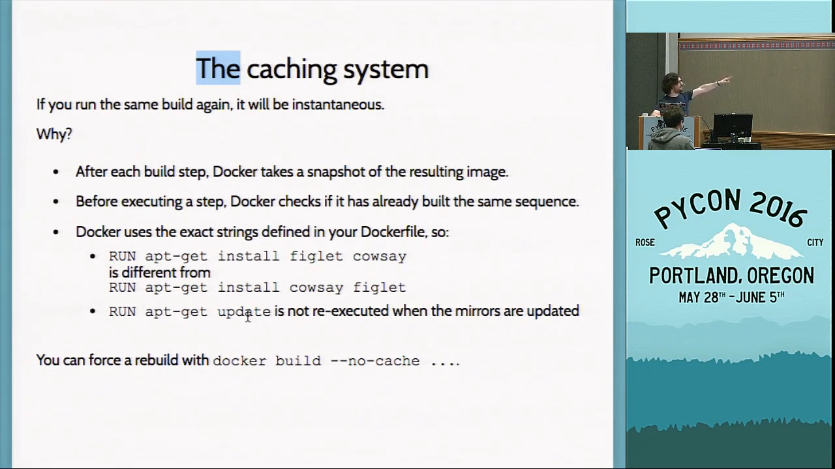Or in the example here, if you're doing apt-get install this and that, Docker has no way to know that it's different from apt-get install that and this. Is it different? Is it the same? It depends. With apt-get, you can switch the order and it will work, but with other commands, the order of parameters will matter, and so Docker doesn't try to be overly smart and infer that it's the same thing.